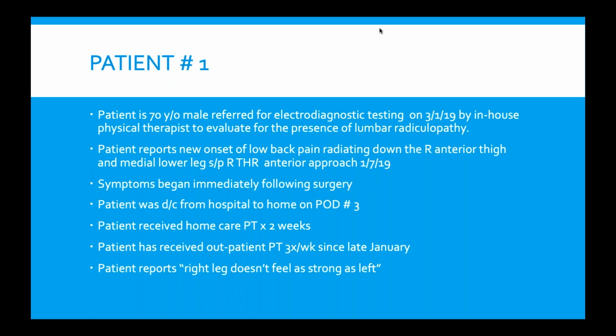First patient was a 70-year-old male who was referred for electrodiagnostic testing a couple weeks ago by a physical therapist in a facility to evaluate for the presence of lumbar radiculopathy. The patient complained of a new onset of low back pain that was radiating down the right anterior thigh and right medial lower leg after having a hip replacement with an anterior approach at the beginning of this year. The symptoms began immediately following surgery. The patient had an unremarkable hospital stay, except for the new onset of pain radiating down the leg.